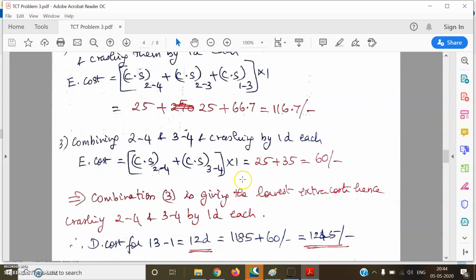And the direct cost associated, what happens now? We are reducing the project by 1 day. Therefore, from 13 days, it comes to 12 days now. So the direct cost for 12 days of completion is going to be the direct cost for 13 days plus the extra cost of crashing by 1 day, which comes out to be 1,245 rupees. We'll stop here.